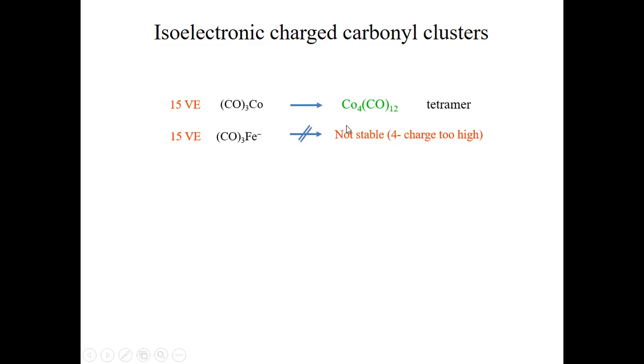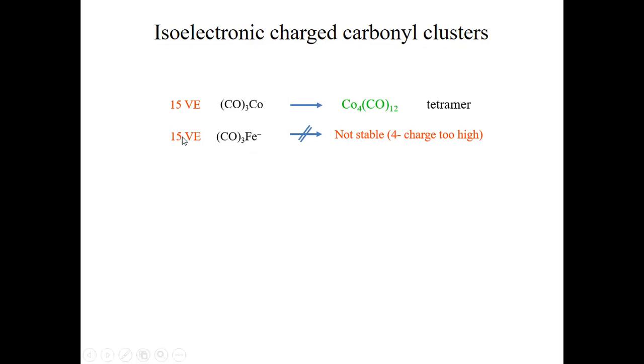But this is an example of where nature doesn't realize that possibility that exists on a sheet of paper, and one can of course try to rationalize why. And one reasonable explanation is that a 4- charge on this carbonyl cluster is already too high. We have learned that high negative charges tend to destabilize the metal bonds in carbonyls, and we can apply this argument here in order to understand why this cluster is not stable.